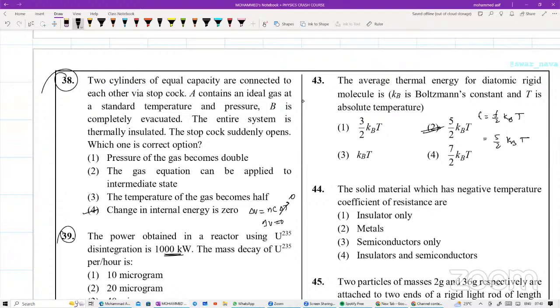Direct question. The solid metal which has a negative temperature coefficient of resistance, very, very important. See, for insulators and semiconductors, the temperature coefficient is negative, and it is positive only for metals. So remember, alpha is positive for metals, and alpha is negative, alpha meaning temperature coefficient, for semiconductors and insulators. So insulators and semiconductors, fourth option will be the answer.